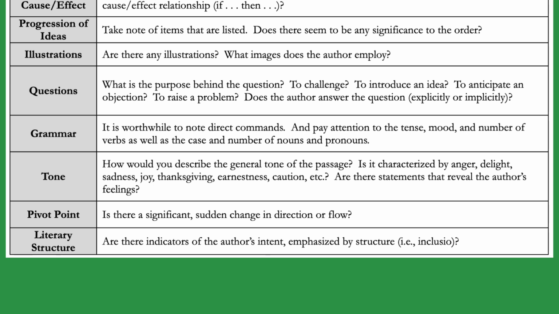Questions. What is the purpose behind the question? To challenge, to introduce an idea, to anticipate an objection, to raise a problem. Does the author answer the question explicitly or implicitly? Paul does this all through Romans, particularly the first number of chapters, the first 6 chapters in particular, well, the first 8 chapters that I can think of.